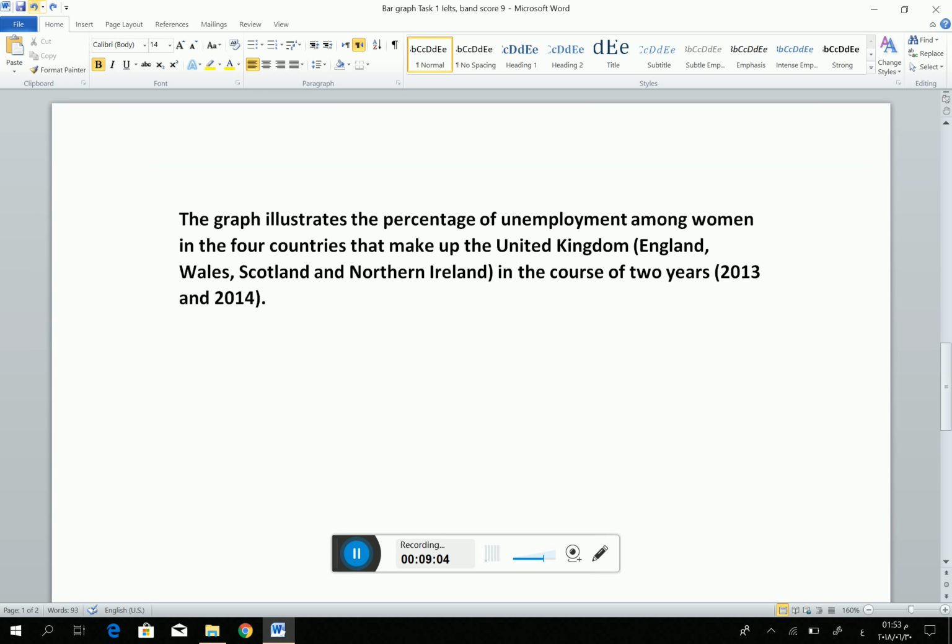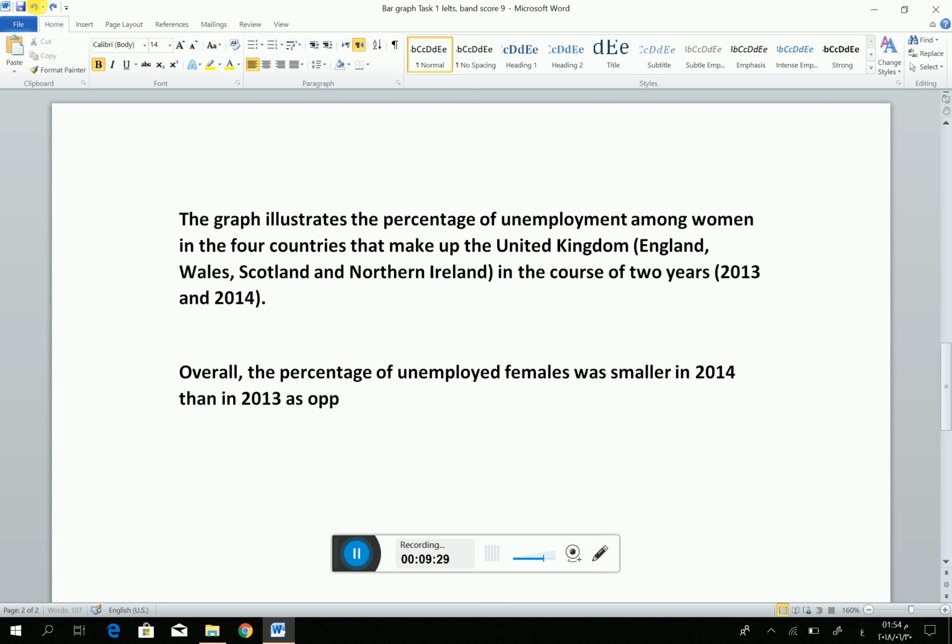So it will be like this. You can start with the word overall to say that this is my overview. Overall, the percentage of unemployment, or unemployed females, was smaller in 2014 than in 2013.